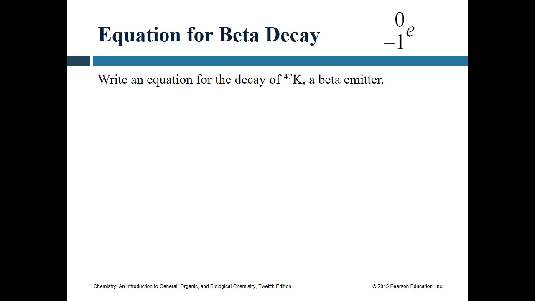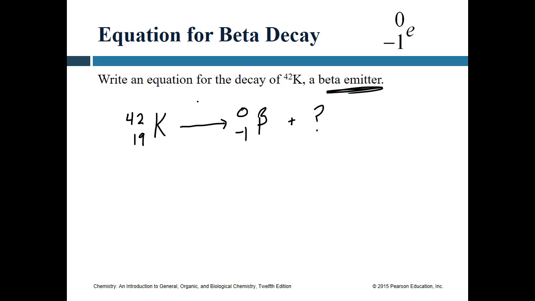All right, let's look at this one. Write an equation for the decay of potassium-42. Potassium-42 is a beta emitter. So I've got potassium-42, and I'm going to need to look at the periodic table. The periodic table tells me potassium is element number 19. And so I know it's a beta emitter, which means that it is going to make a beta particle as one of the products of this nuclear reaction. The question is, what is that other product?